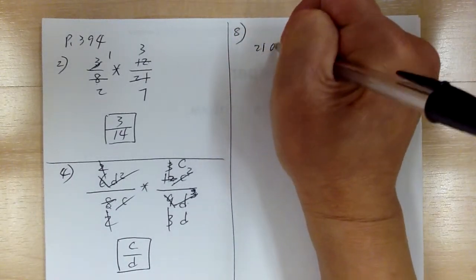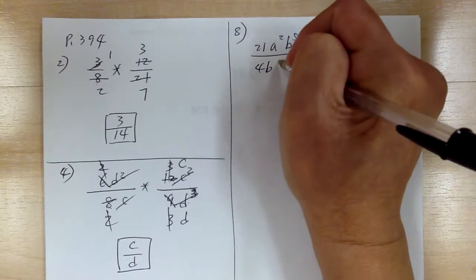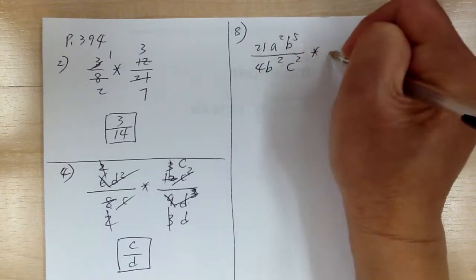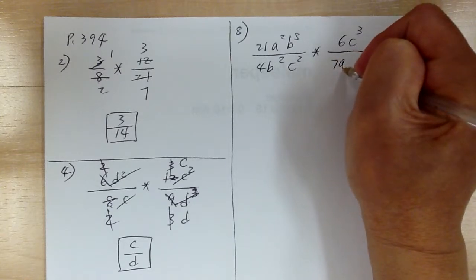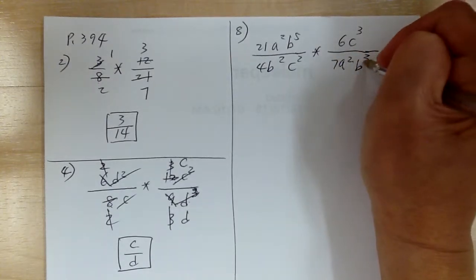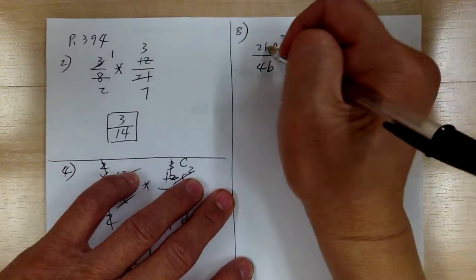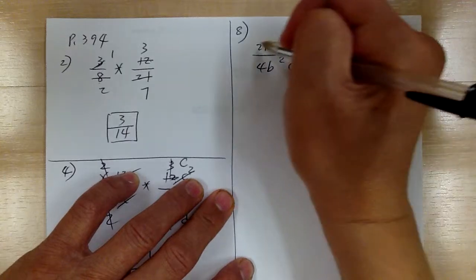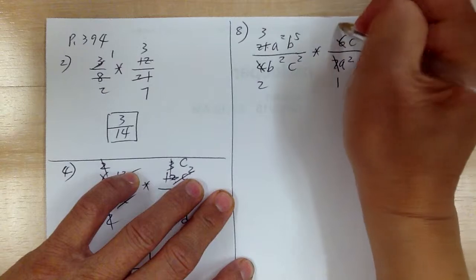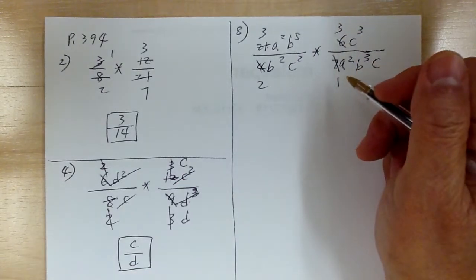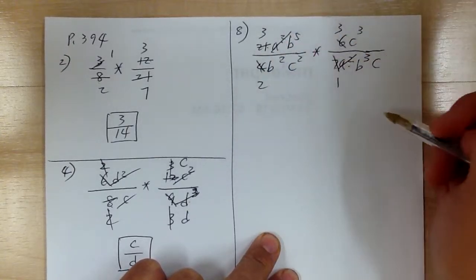You have 21a squared b to the 5 over 4b squared c squared times 6c to the 3 over 7a squared b cubed c. Okay, so again, let's go and cancel the numbers. So 21 and 7, you can divide by 7. 4 and 6, you can divide by 2. Okay, so you're done with the numbers. Now let's go and do the alphabet. You got a squared, so cancel out.